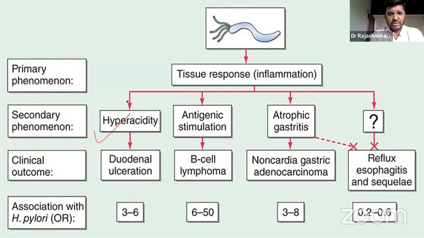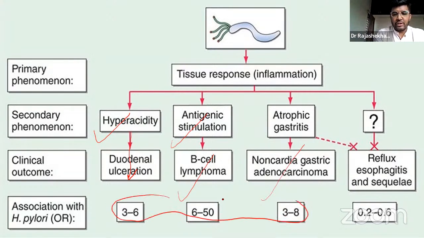If the patient's response is hyperacidity, then they usually present with ulceration. If the patient's response is an antigenic stimulation, they usually present as a B-cell lymphoma, as a maltoma. If the patient's response is atrophic gastritis, they can be exposed to the risk of non-cardiac gastric adenocarcinoma. So the odds ratio described for all of these is more than 1. That means there is a significant risk factor associated with the H. pylori, which is a positive agent for duodenal ulceration.